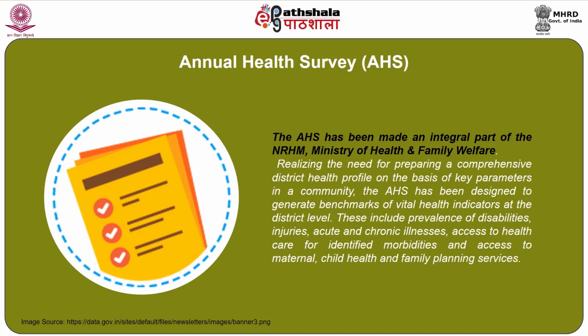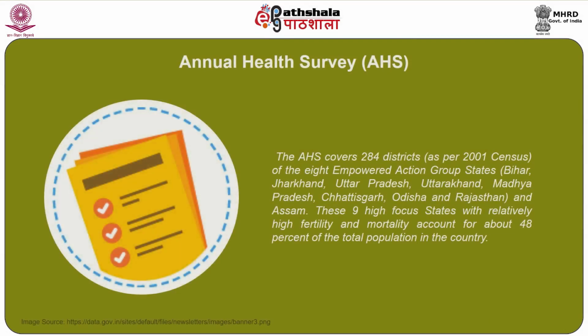These include prevalence of disabilities, injuries, acute and chronic illnesses, access to health care for identified morbidities, and access to maternal, child health and family planning services. The annual health survey covers 284 districts as per the 2001 census of the 8 empowered action group states: Bihar, Jharkhand, Uttar Pradesh, Uttarakhand and Madhya Pradesh, Chhattisgarh, Odisha and Rajasthan, and Assam.